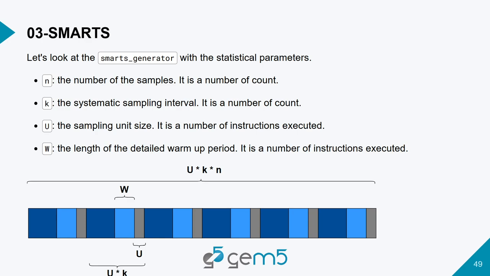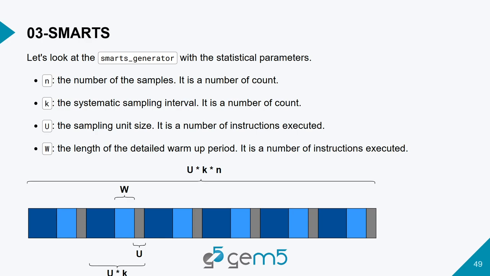The number of samples is the number of detailed simulation sizes that we expect for the whole workload, represented by the gray block here, and the systematic sampling interval is also a count. So in one sampled interval, it has the sampling unit size, which is in instructions, times k, the systematic sampling interval. So our detailed simulation size for one sampled interval is u.